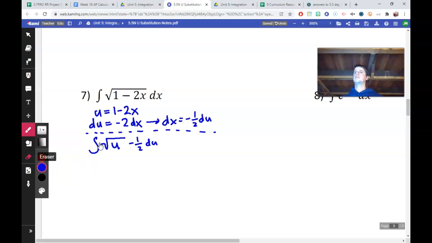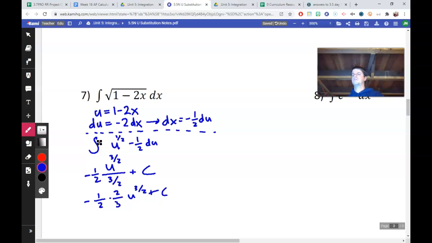Now instead of square root, I'm actually going to write to the 1/2 power. That will help when we take the integral. So let's go and take the integral. So u, add 1, divide by that, multiply. We already have the negative 1/2 out in front, and don't forget to add your constant. Let's see here. Dividing is the same as multiplying by the reciprocal, so I'm going to flip that.